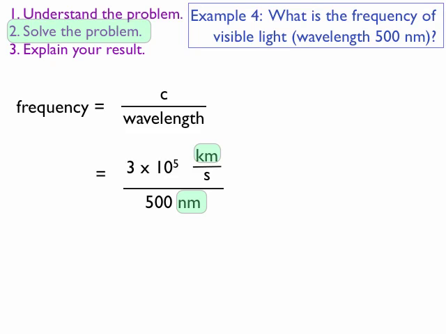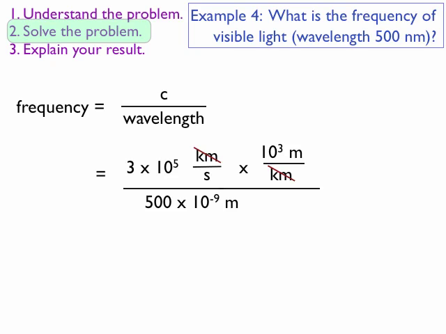On the top, we multiply by 1,000, or 10 to the 3rd, meters per kilometer. The kilometers then cancel. On the bottom, recall that nano means 1 billionth, or 10 to the minus 9th, so 500 nanometers is the same as 500 times 10 to the minus 9th meter. We can do this one without a calculator.